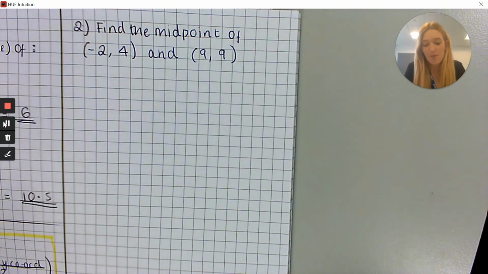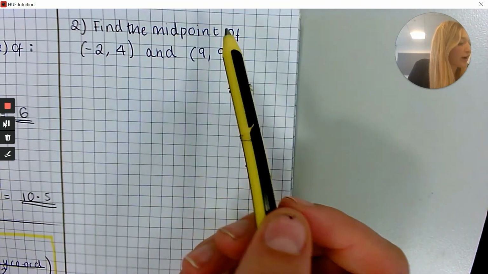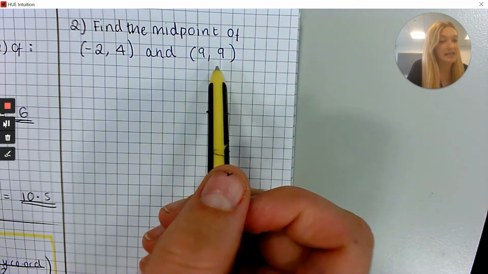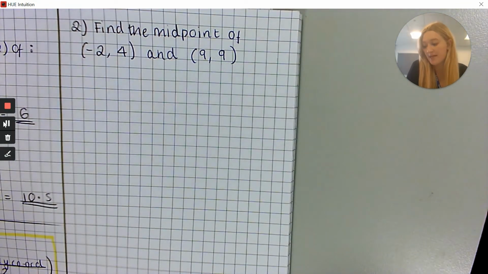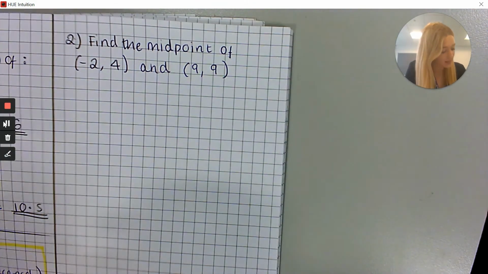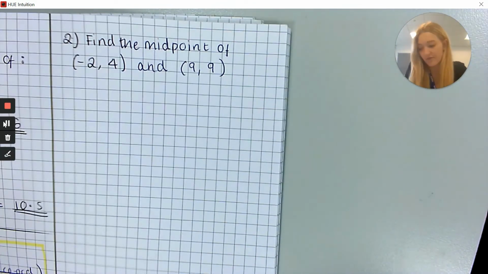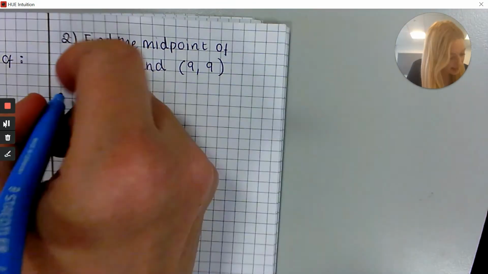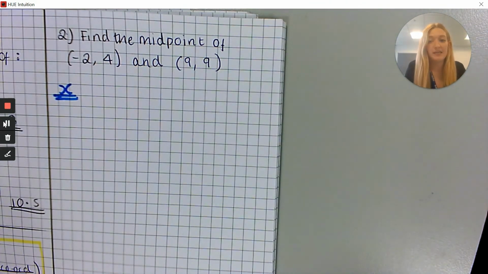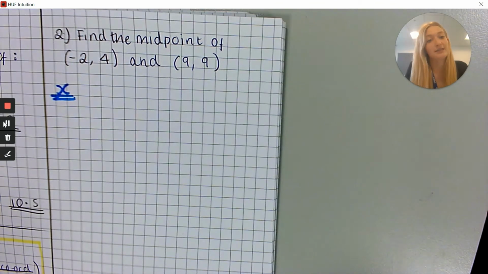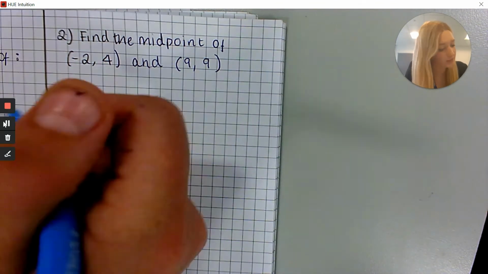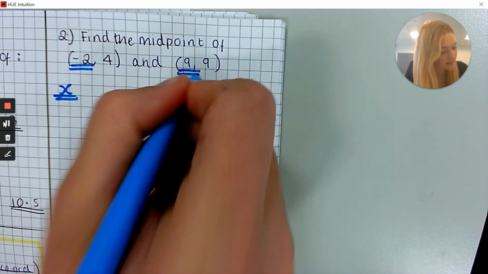Looking at my second example now, I'm finding the midpoint of -2, 4, and 9, 9. It's getting a little bit trickier because I've got some negatives there. I'm going to start out finding my x coordinate, dealing with my x again. I've got to add the two x numbers and divide it by 2. So which are my two x numbers? Good, my two x numbers are -2 and 9.